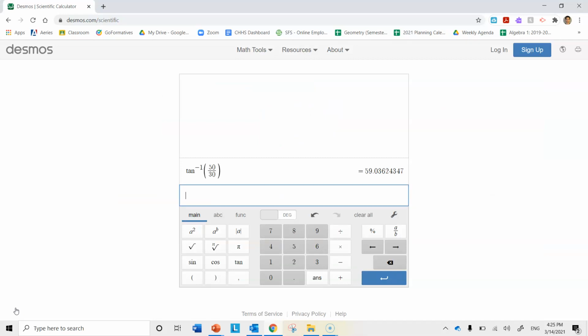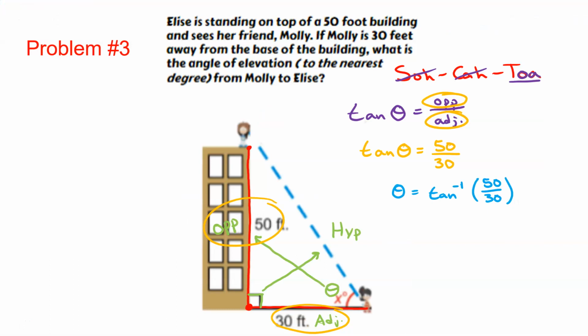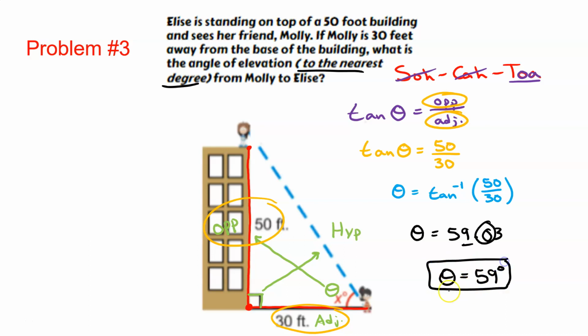So there we have it, 59.03. So it's going to be round to the nearest degree, 59.03. If I round that to the nearest degree, that is going to be just 59 degrees. So again, our reference angle right there measures 59 degrees. Okay, so that angle right there measures 59 degrees.